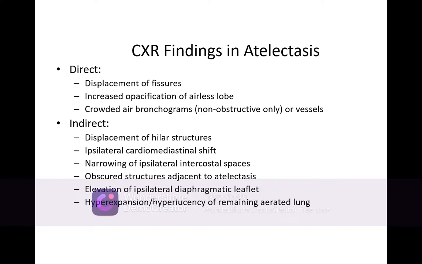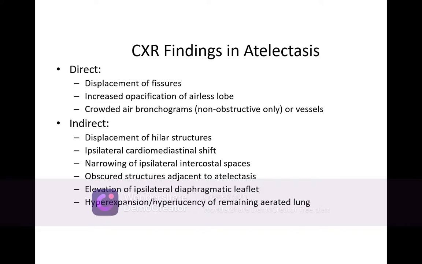The second one is the increase in opacification, because air is gone and the aerogram is gone. So what remains in this segment or in the lung is only the blood supply; broncho-vascular markings are seen, and crowded air bronchogram, because they are very crowded now. This is in the non-obstructive variety of atelectasis. The vessels approximate each other. These are the direct signs of atelectasis. Wherever it is found, you will detect it, and accordingly the result will be obtained.